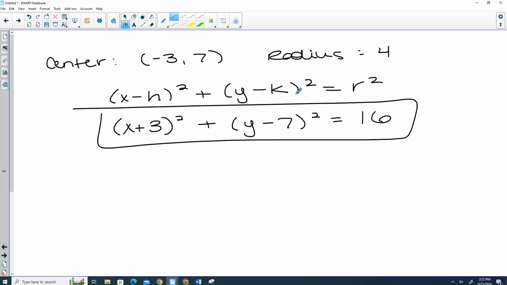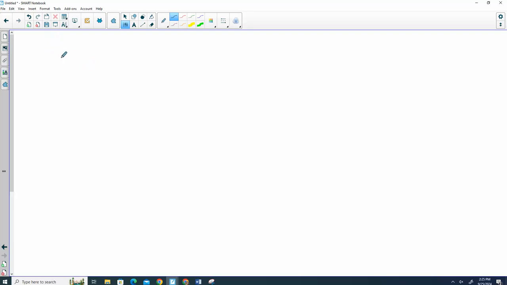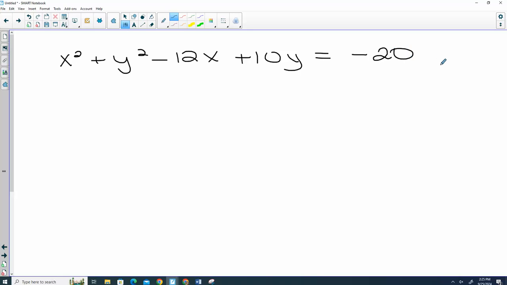Let's say I told you we had x squared plus y squared minus 12x plus 10y equals -20. And if I want to know if this is a circle, okay, first of all, if the 20 were over here, so let's say I'd had plus 20 equals 0, what would you have to do first?